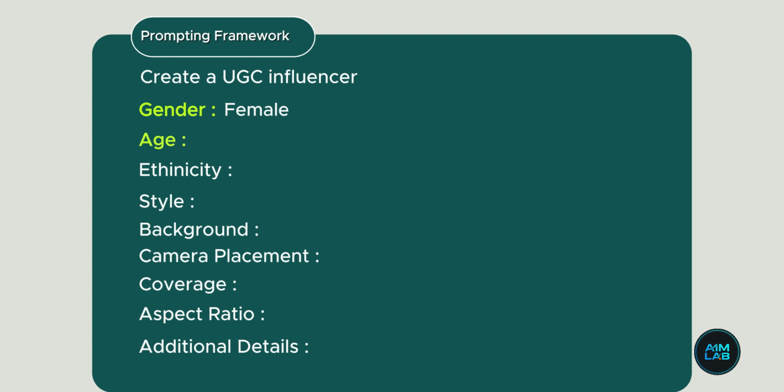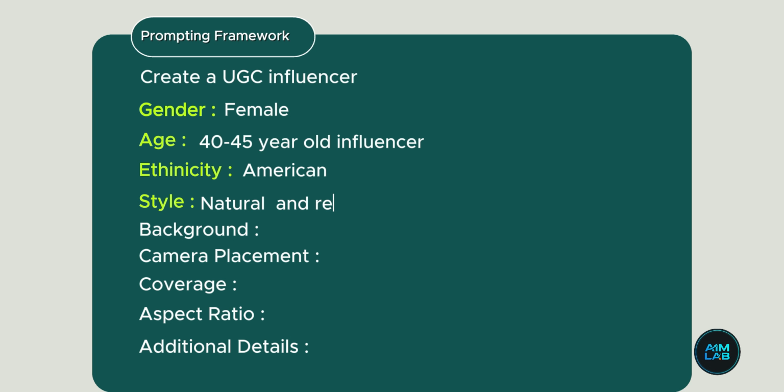Next comes age. Your creator should match your target audience. For example, if you're promoting a gaming product, a younger creator makes more sense. But if you're promoting something like a health supplement, you might want an older creator. Then comes ethnicity. Choose the ethnicity based on the audience you're targeting. After that, describe the style. For UGC videos, always keep it natural and realistic.